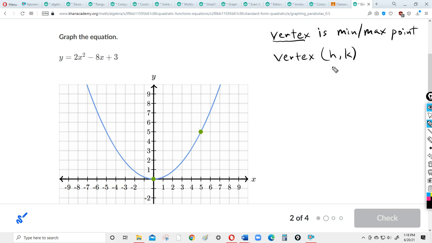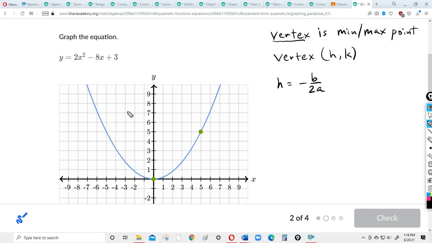And there's a formula to find h, the x coordinate of the vertex. Okay, h is just negative b over 2a. And when you find h, which is your x coordinate, you just plug it in place of x, and you'll have your y coordinate.